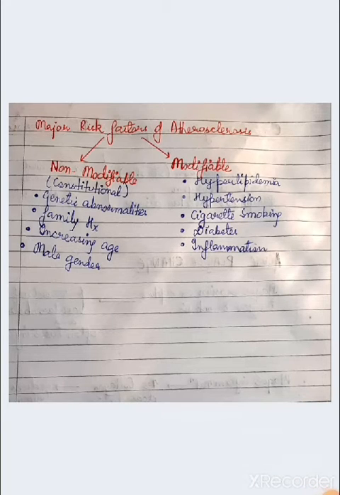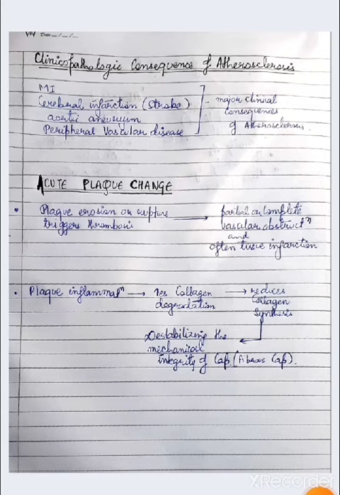Major risk factors of atherosclerosis are non-modifiable and modifiable. Non-modifiable are constitutional: genetic abnormalities, family history, increasing age, and male gender. Modifiable are hyperlipidemia, hypertension, cigarette smoking, diabetes, and inflammation. That was about the risk factors of atherosclerosis. Now, the clinicopathologic consequences of atherosclerosis: MI, cerebral infarction or stroke, aortic aneurysm, and peripheral vascular disease, PVD. These are the major clinical consequences of atherosclerosis.